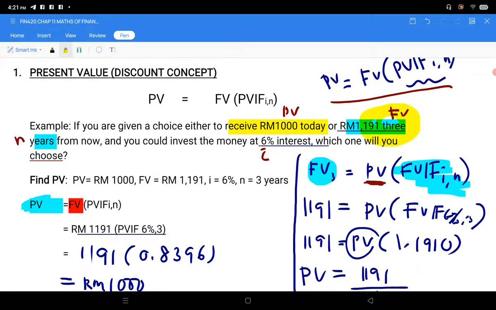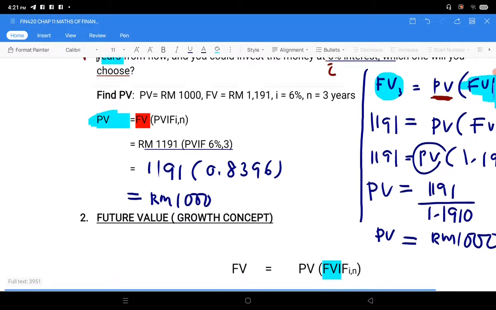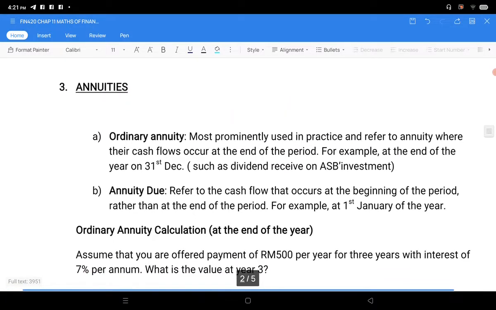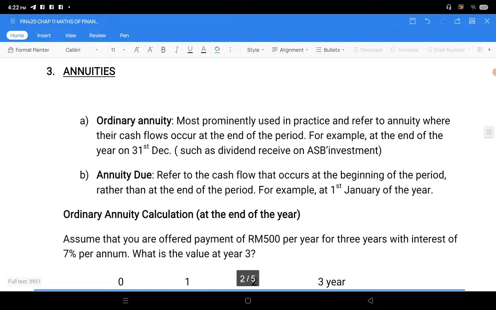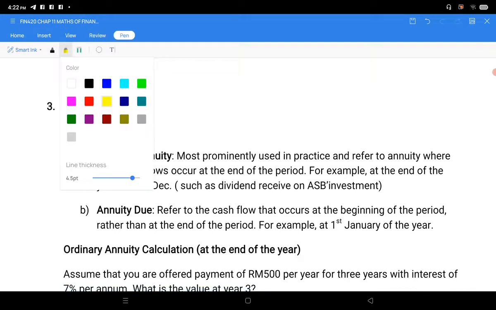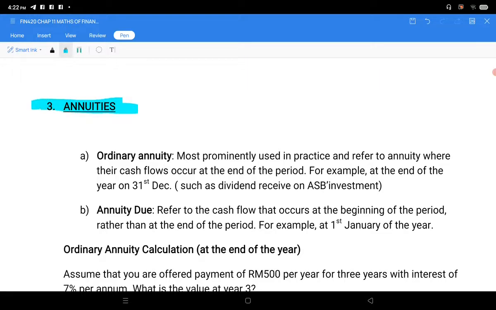So both of them are one time only for you to receive or give out the money. Sekali sahaja kita terima paymentnya. So itu adalah kita katakan sebagai single cash flow. There is actually another thing whereby the cash flow is per year, or a series of payments. So kalau dia berlaku per year ataupun series of payment, itu kita panggil sebagai annuities, ataupun annuity.